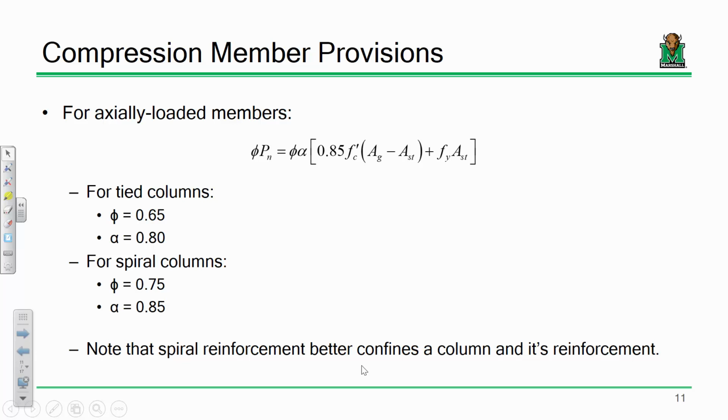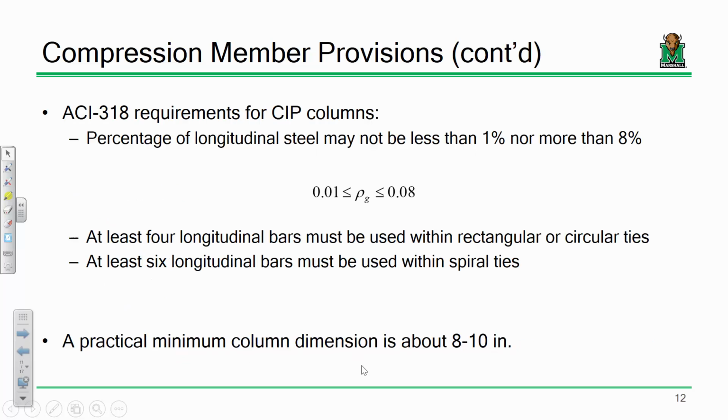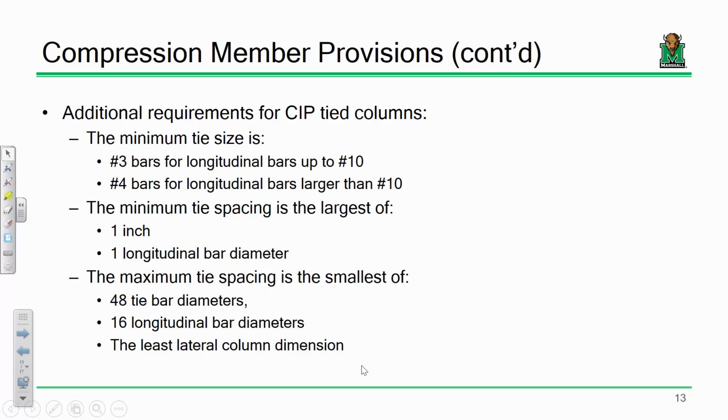Axially loaded members. So there's your fundamental equation for computing the design capacity, the phi Pn, for an axially loaded column. So you've got tied columns and spiral columns. Remember, for tied and spiral columns, the phi and the alpha value changes. I also have listed all the requirements for cast in place columns, so that your rho has to be between 1% and 8%. You got to use at least 4 bars for tied columns and 6 bars for spiral columns.